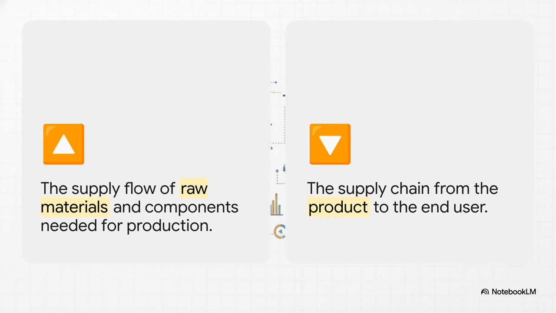Now, to talk about this flow like a pro, you need two key terms, upstream and downstream. It's simple, really. Upstream is everything coming into your organization. Think raw coffee beans arriving at a roaster. Downstream is everything going out to the customer, that finished cup of coffee being handed over the counter. Nailing this distinction is absolutely fundamental.